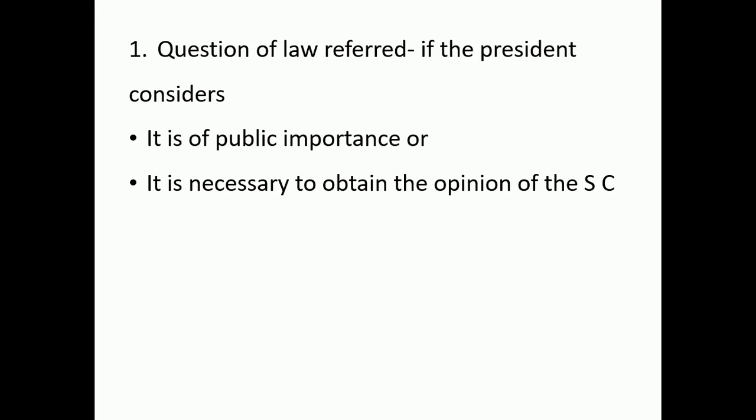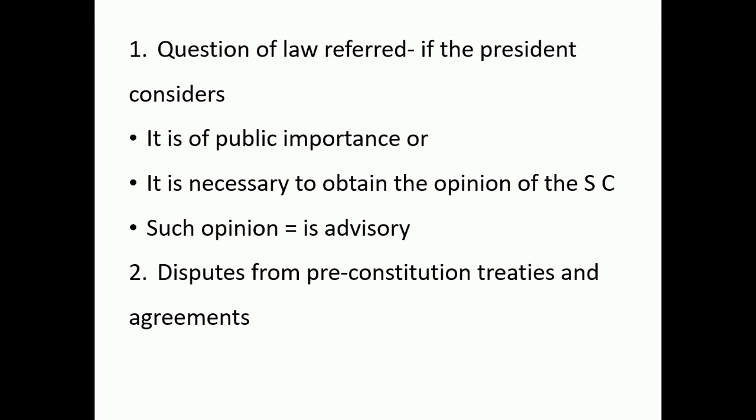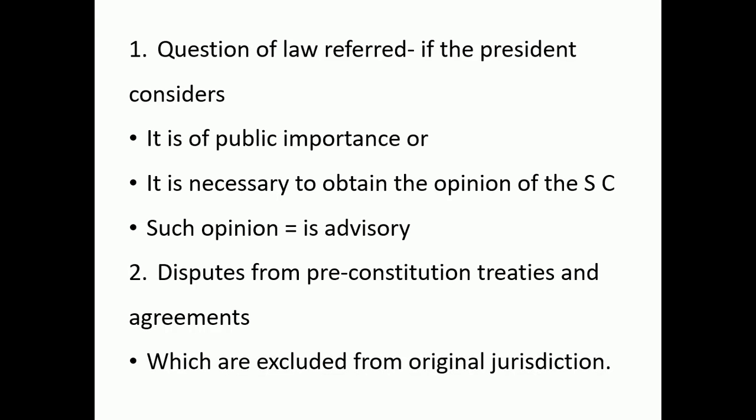So first of all, the President has to refer it to the Supreme Court. And if he has to refer on a particular law, it must have some public importance. Okay? And again, the President must feel that it is necessary to obtain the opinion of the Supreme Court. So by the time the President approaches and asks the opinion of the Supreme Court, the Supreme Court will definitely convey its opinion regarding that particular issue. And such opinion, it is advisory. Okay, so this kind of opinion which is given by the Supreme Court to the President is known as advisory.